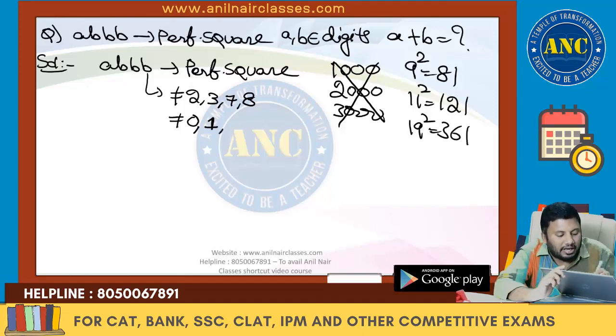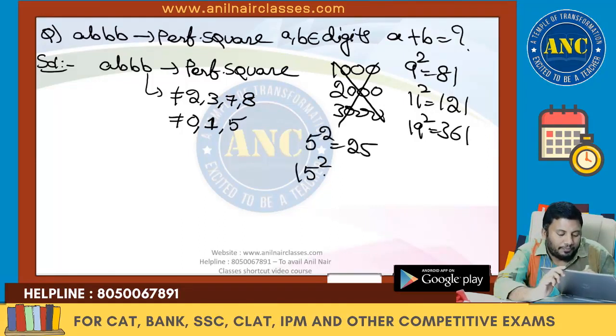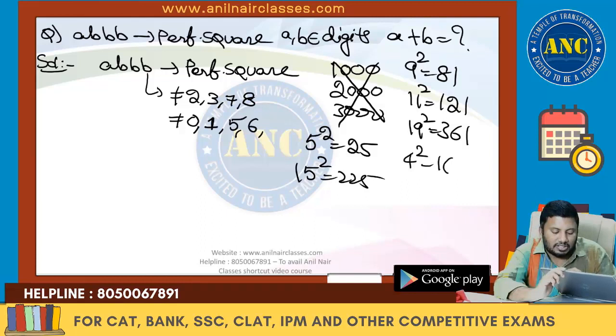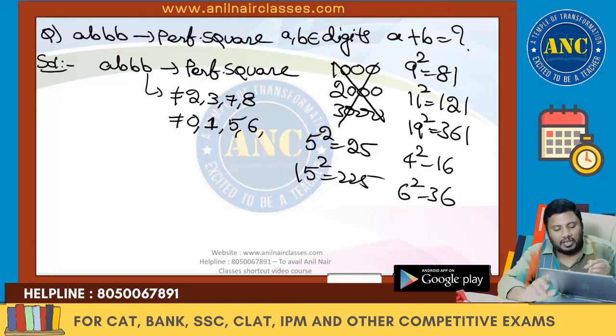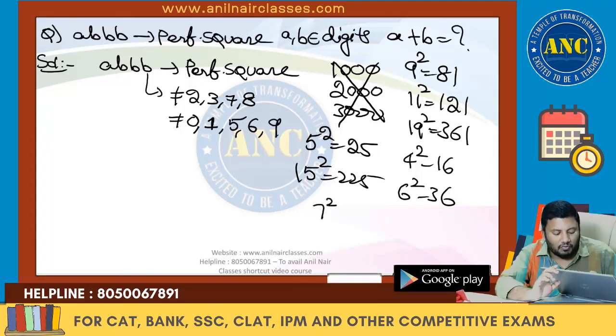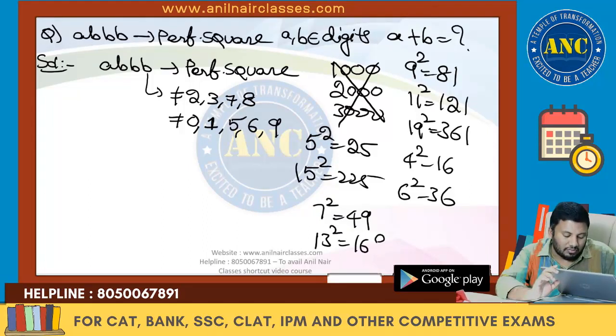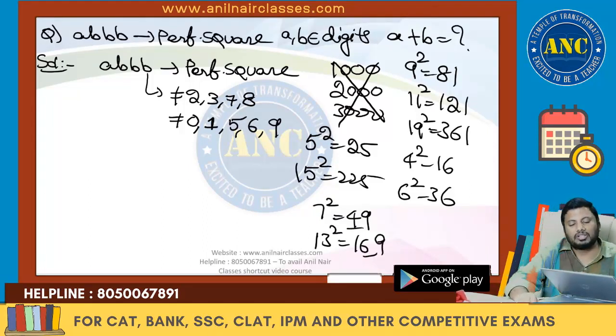It cannot end with 5. Why? Because any perfect square ending with 5, tens place is 2. 15 square is 225. It cannot end with 6. Why? Because 4 square is 16, 6 square is 36. If the unit digit is 6, tens place will be odd. It cannot end with 9. Why? Because 7 square is 49, 13 square is 169. If the units place is 9, tens place will be even.